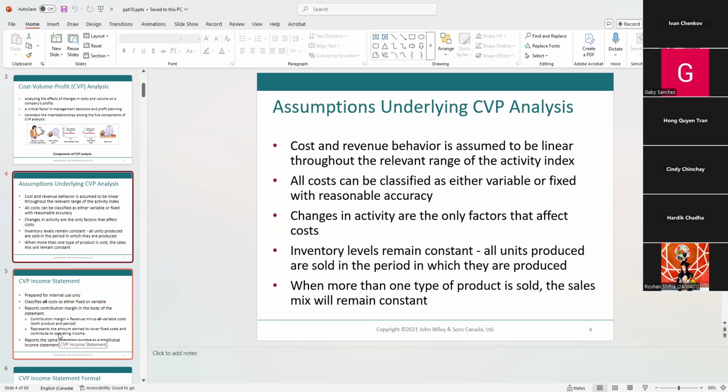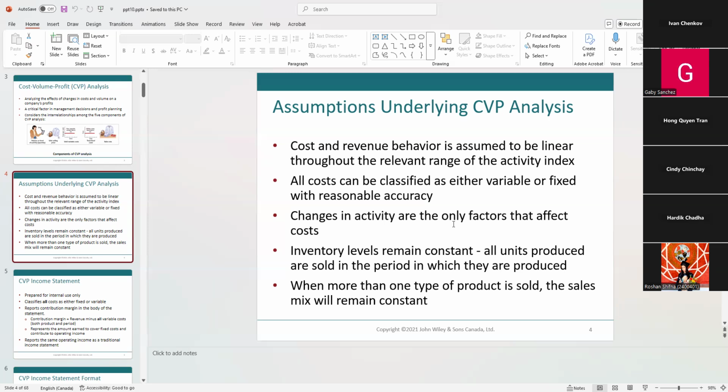The revenue will be driven only by the number of products that we're selling. Again, we're not changing the sales price, and variable cost per unit stays the same. So the only thing that's going to drive the total variable cost will be the number of units that we're selling. And the total fixed cost stays the same. All the costs can be classified as either variable or fixed. There's no mixed cost here, only variable and fixed cost.